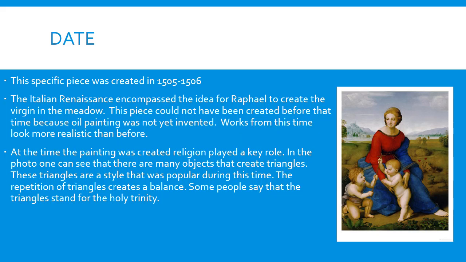In the photo, one can see that there are many objects that create triangles. These triangles are a style that was popular during this time. The repetition of the triangles creates a balance. Some people say that the triangles stand for the Holy Trinity. When looking at the picture, you can see that one triangle can be made from the Virgin Mary, John the Baptist, and Jesus Christ. Another triangle that can be seen is the Virgin Mary and the 2 clouds above her head.